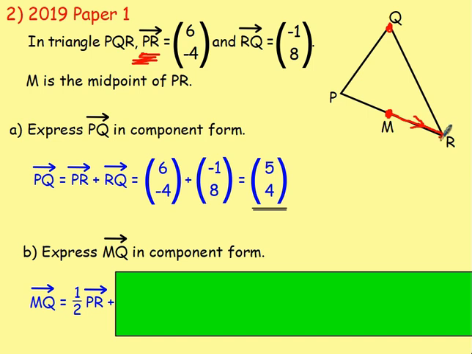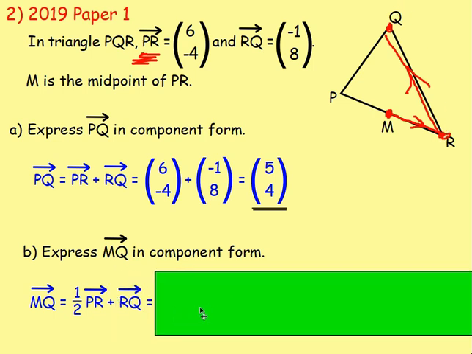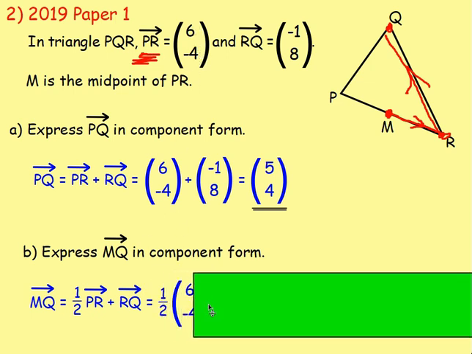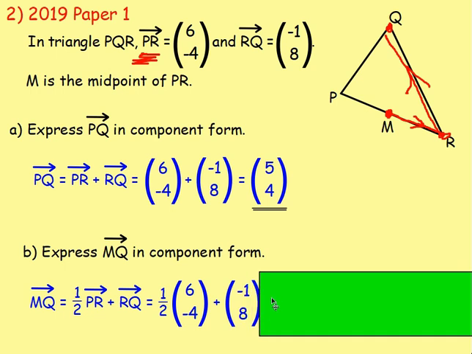Once we're then at R, where do we then go? Yeah, good. From R then we just go up to Q. So we'd have plus RQ. But if we think back then, half of PR, what is the vector PR? Yeah, we're told that that is the 6, -4. So we've just got half of that vector, half of the 6, -4, and then we're adding on RQ. RQ is just up here. It's -1, 8.